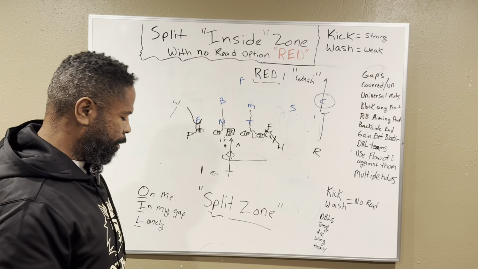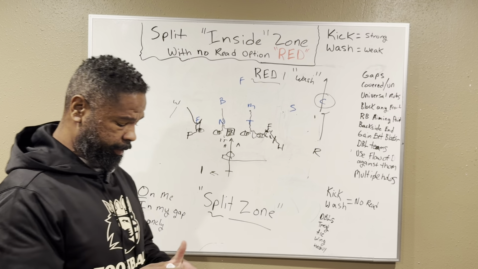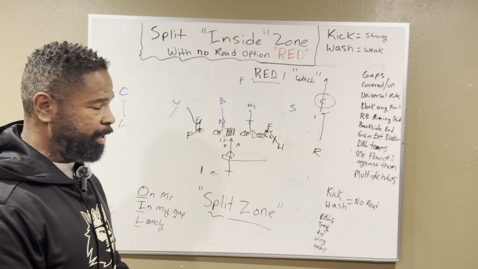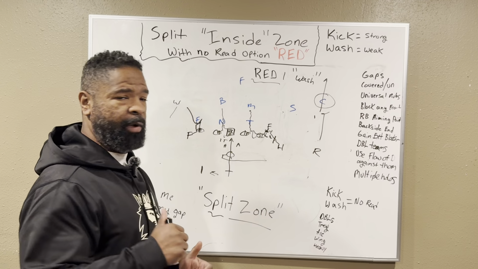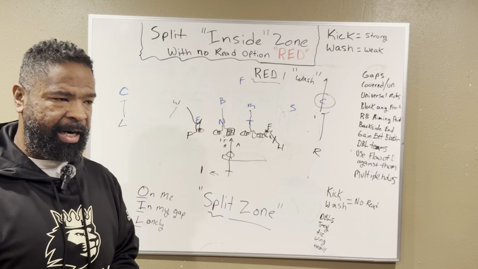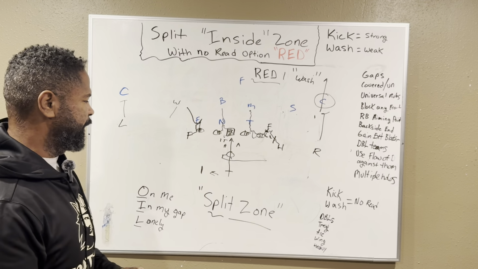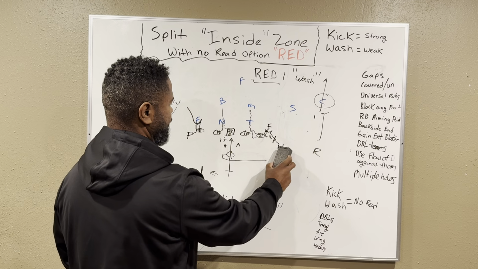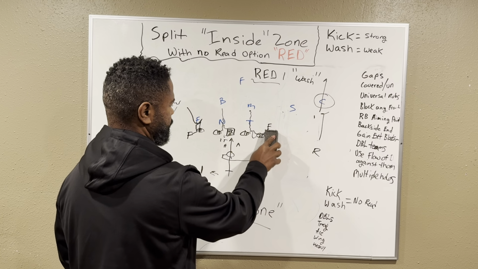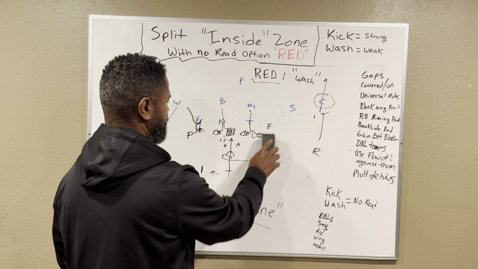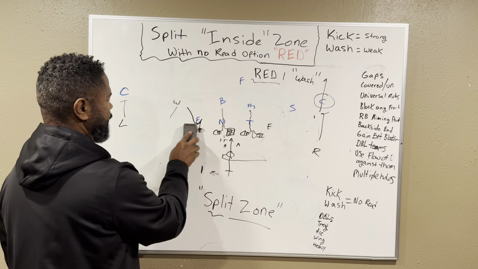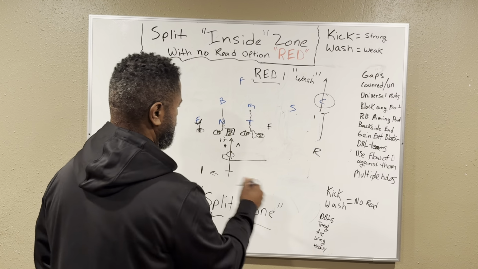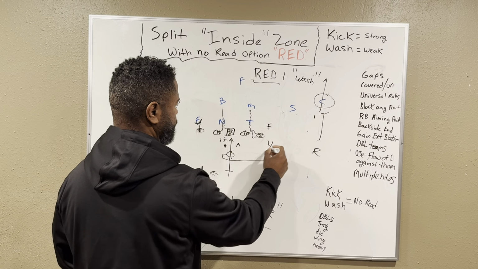So that's the power and the secret sauce right there of running inside zone weak toward the 1 technique, finding ways to do that. So that's why, like in college and the NFL, you'll see a lot of teams come out like the Kyle Shanahans and the Sean McVays. They'll come out and they'll have the tight end here.